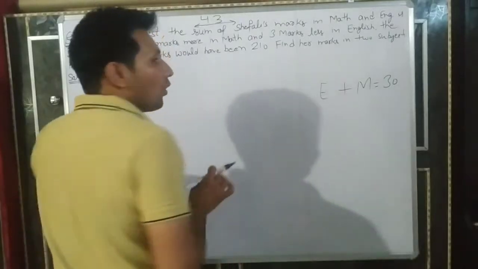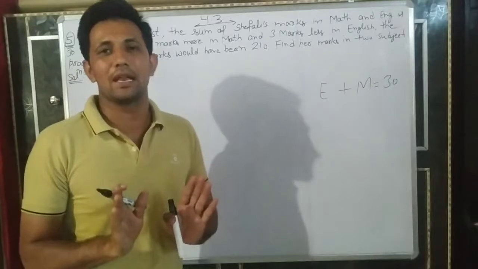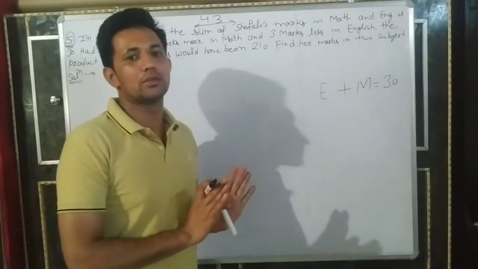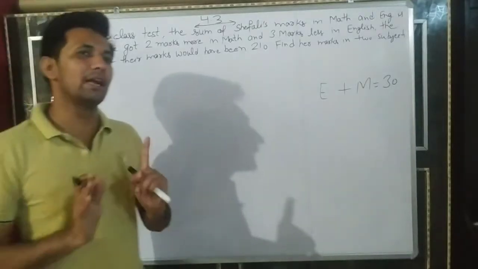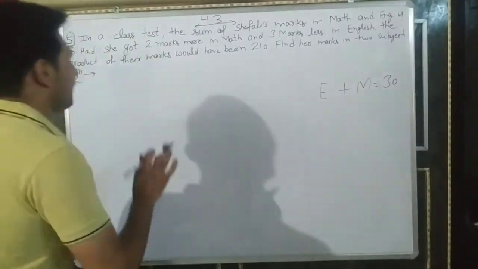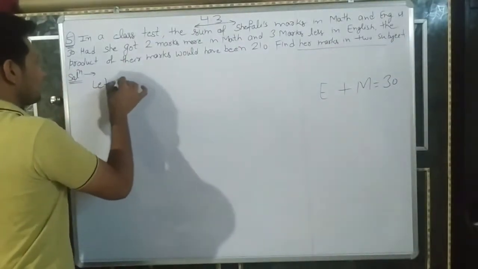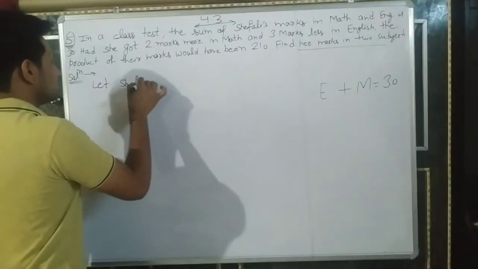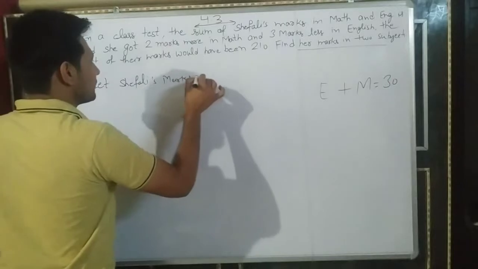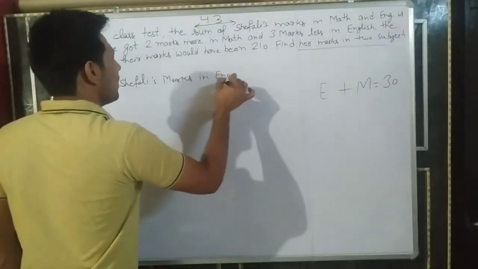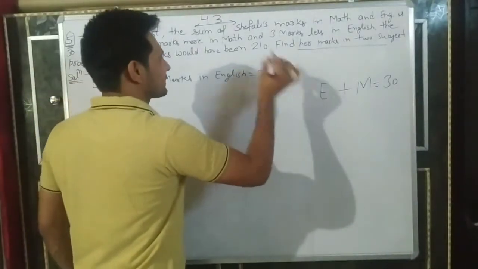So what we will do? I will make the equation. You have to solve it yourself, because we have to do many questions by the quadratic formula or the second method, splitting the middle term. You can use any method. So what we will write? Find her marks. So let Cephali's marks in English or mathematics, any subject you can consider, be X marks.